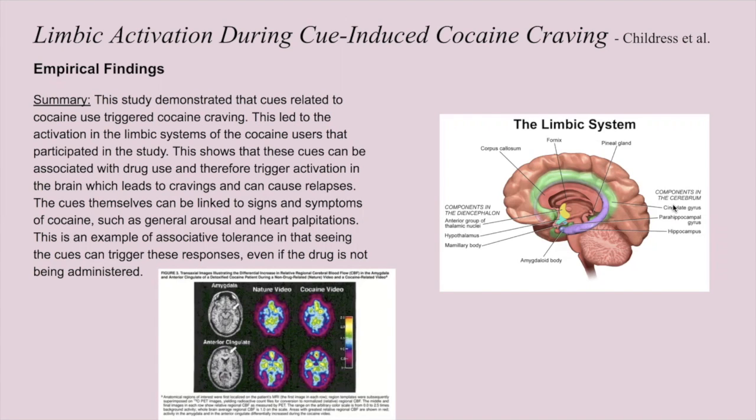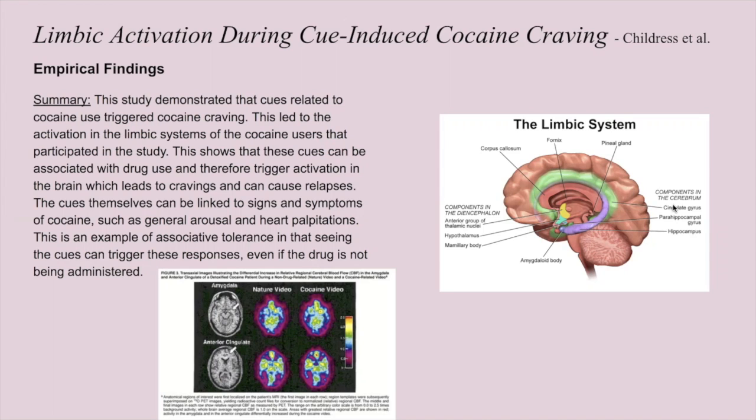The first study that we looked at is the limbic activation during cue-induced cocaine craving. The study demonstrated that cues related to cocaine use trigger cocaine craving, and it did so by using positron emission tomography to look at the limbic systems of former cocaine addicts and subjects who had never used cocaine before. These subjects were exposed to non-drug related videos as well as drug related videos. When videos contained cues that were common to cocaine use, it led to craving, and this led to an increase in limbic activation during these videos.